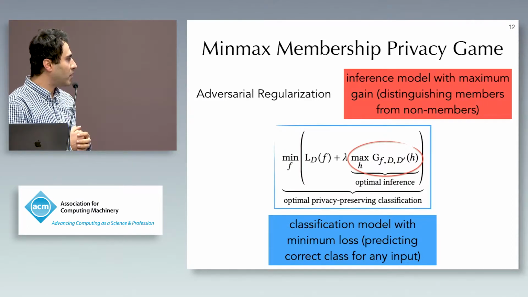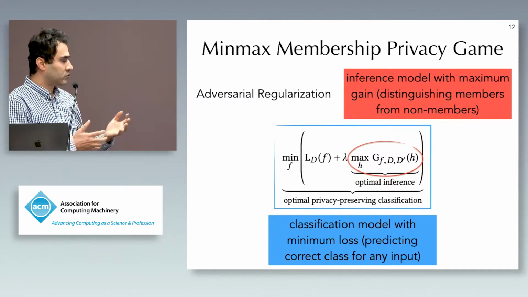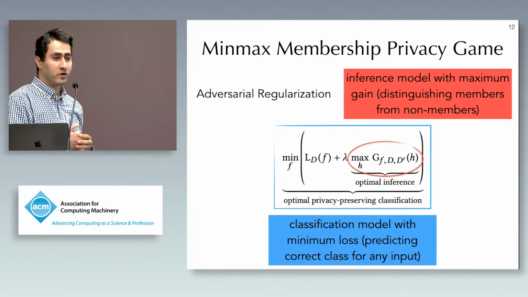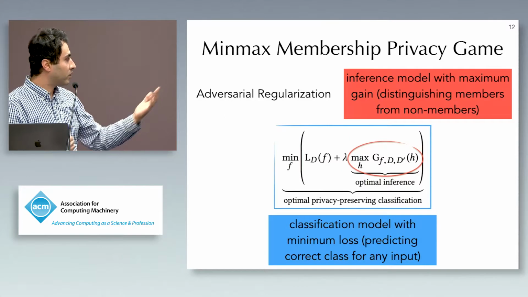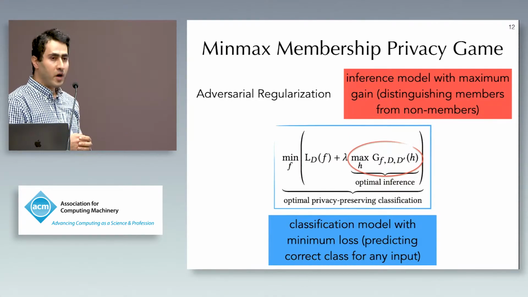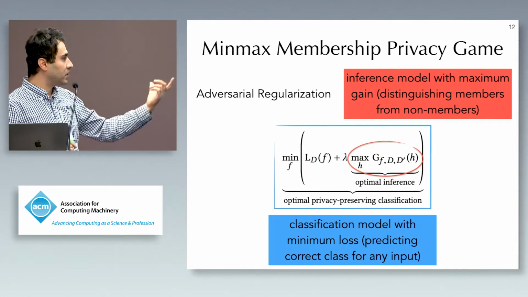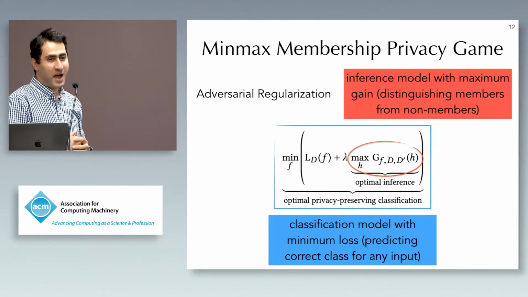So we train our classifier F by using the maximum gain of the inference attacker as a regularizer for the machine learning model F. Therefore, to train the model, this is what we're minimizing: the loss function plus lambda times the maximum gain of the inference attacker.